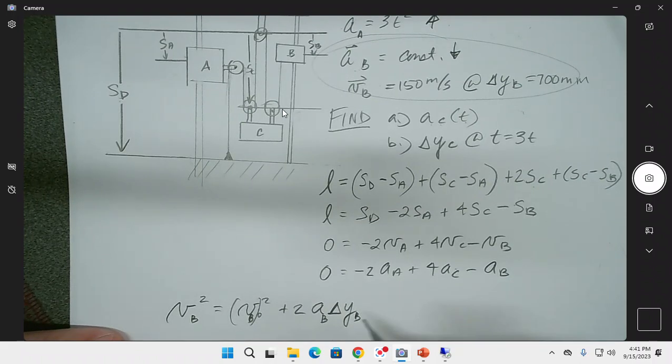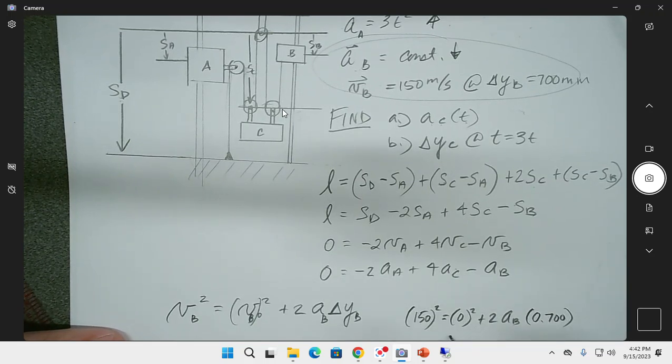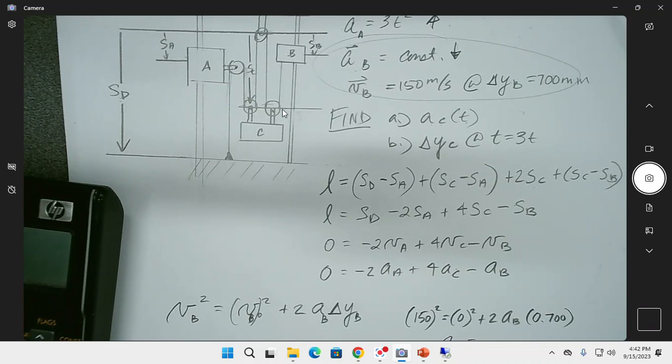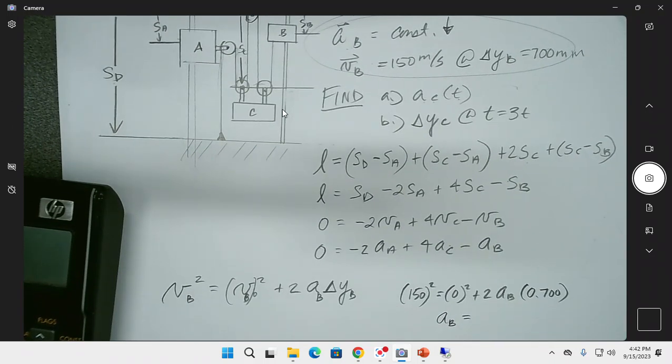So we could do that right here. They said 150 squared, equals 0 squared plus 2 times the unknown acceleration times the distance it moved, which was 0.7, and so the acceleration of B, and they also said it was a constant and that it was downwards. So 150 squared, divided by 2, divided by 0.7. Whoa! No way. That seems like way too high. Yeah, that's a lot.